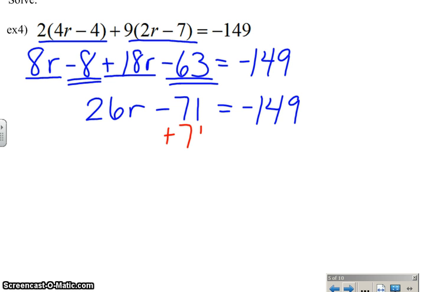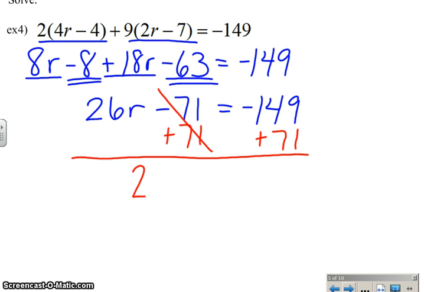So let's undo the subtraction. And we're going to cancel out there. 26r is the only thing left on that side. And here again, use a calculator at this point if you feel that you could possibly make a mistake with the sign change. We have a negative 149 and we have a positive 71. So when you put that together, that's going to give us a negative 78.